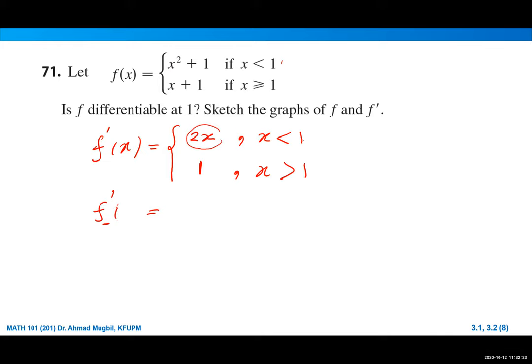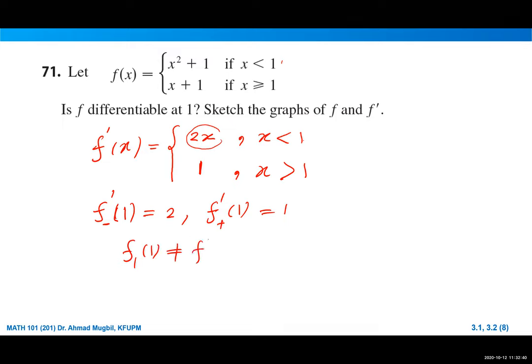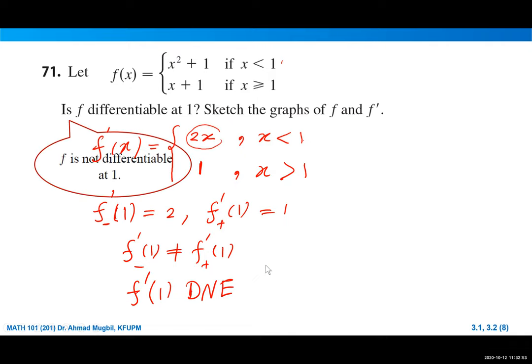Sorry, not f prime at 0, f prime at 1. What is f prime at 1, Ya Saleh? 2. It is 2. What is f prime at 1 from the right? What is the derivative? 1. It is 1. Are they the same? No. So they are not the same. Derivatives from the right and from the left are different. So in that case, we say that f prime at 1 does not exist. So the function is not differentiable at one.